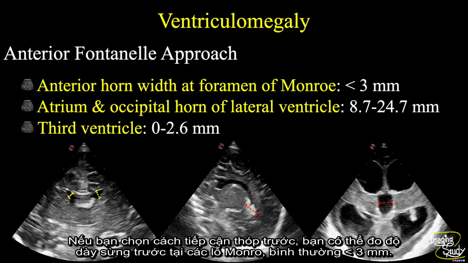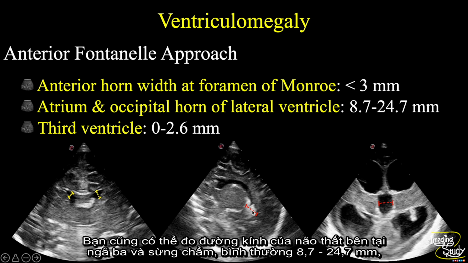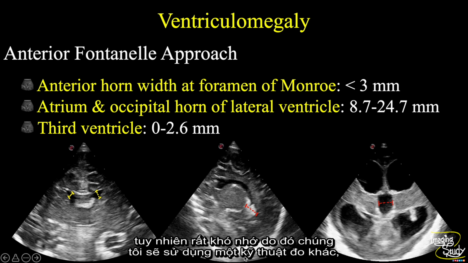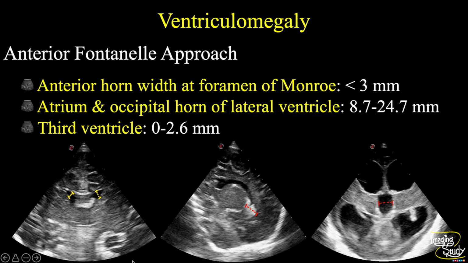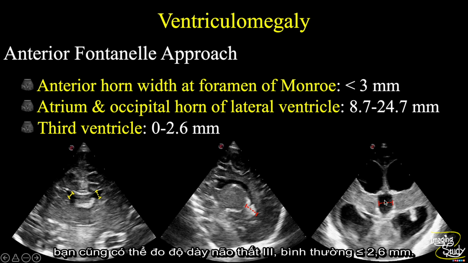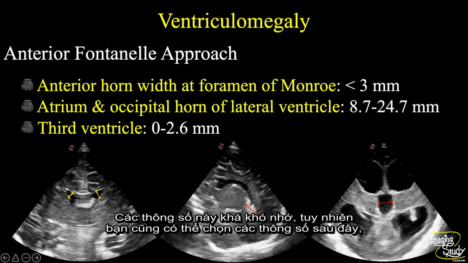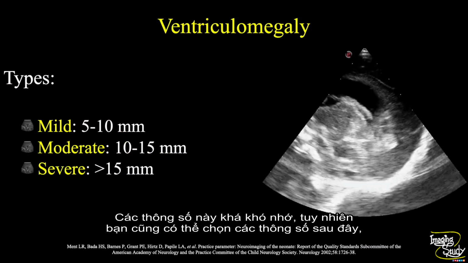To measure the ventricle, we have different approaches. If you choose the anterior fontanelle approach, you can measure the anterior horn width at the foramen of Monro, which should be less than 3 mm. You can also measure the diameter of the lateral ventricle at the level of atrium and occipital horn, which should be within 8.7 to 24.7 mm, which is very difficult to remember. So we'll go with another measurement technique. You can also measure the third ventricle width, which should be within 2.6 mm. These are quite difficult to remember, so you can also choose this parameter.